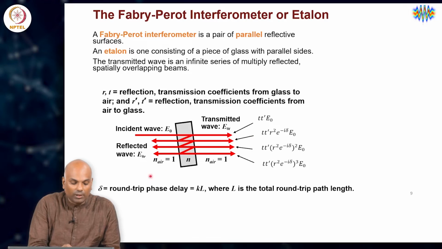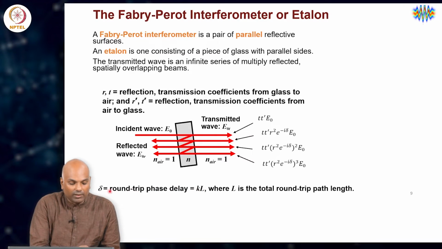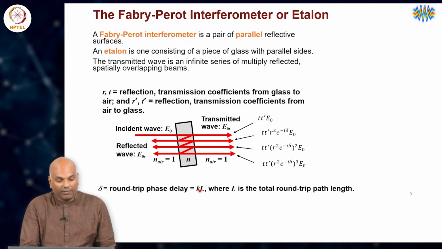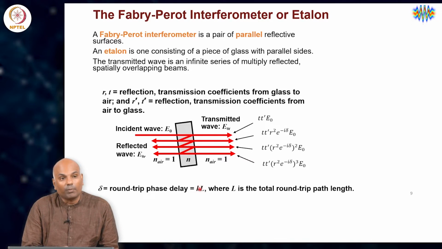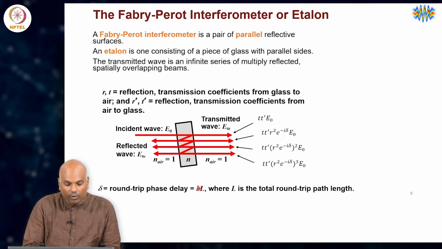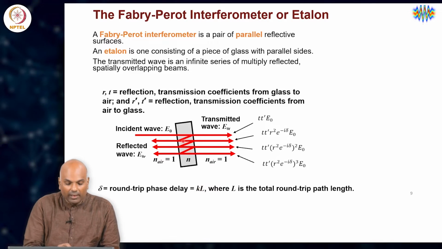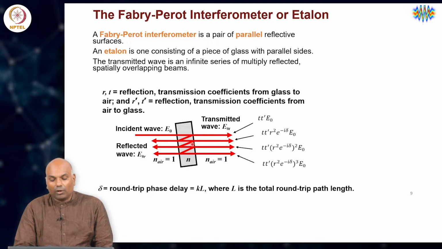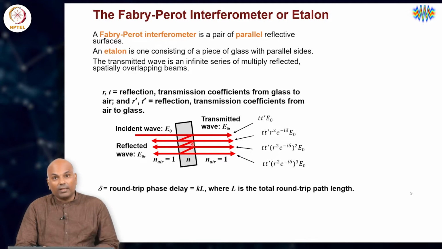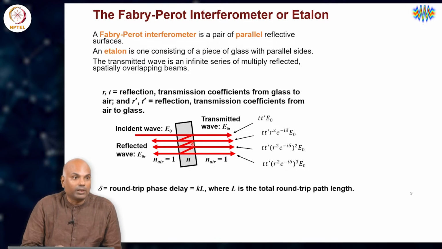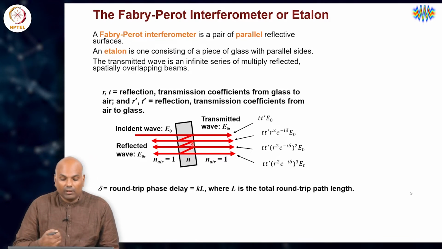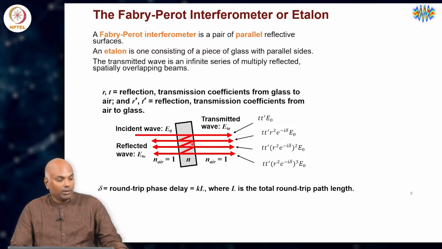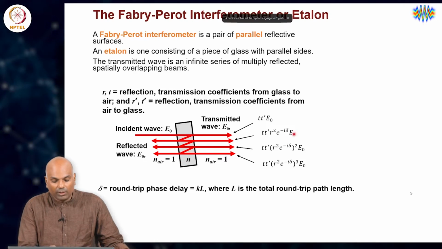So, this round trip cost a phase of delta, and delta is nothing but k, the wave number, which is the magnitude of the propagation vector k, which is 2 pi over lambda, multiplying L. L is the path length that the wave traversed during the round trip. In fact, we should carefully say that this is the optical path length. So, optical path length, as you may have learnt earlier, is the refractive index multiplied by the geometric path length.